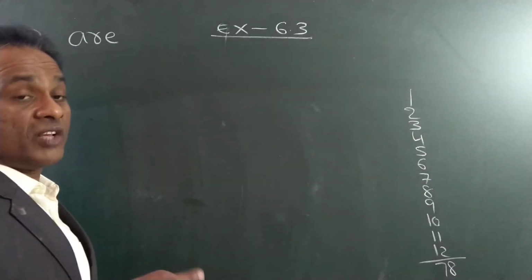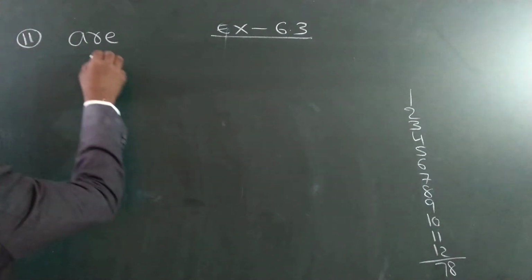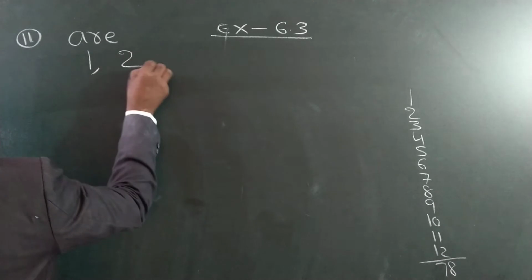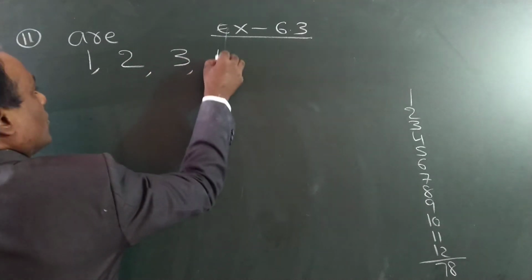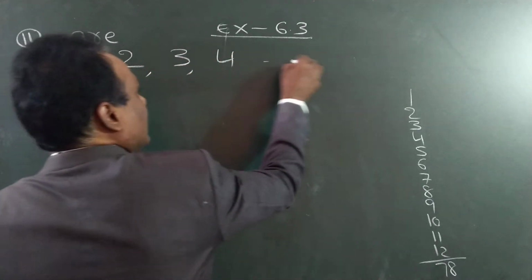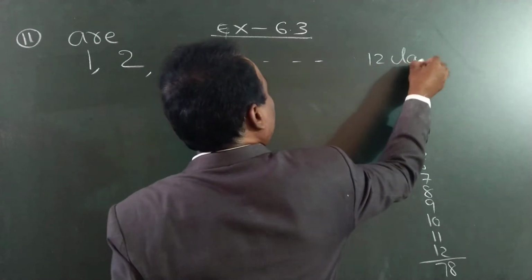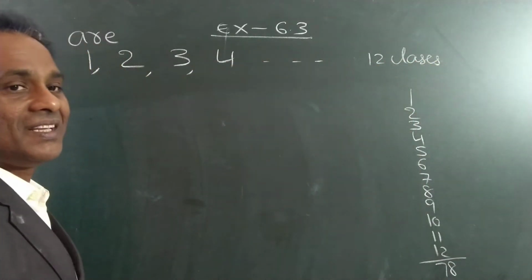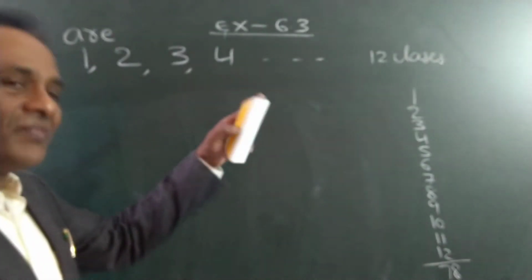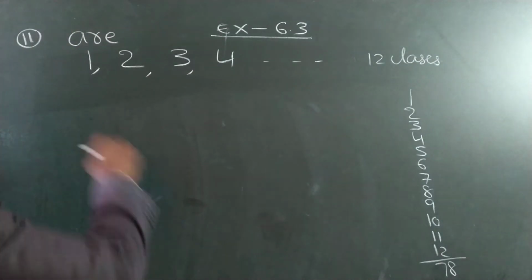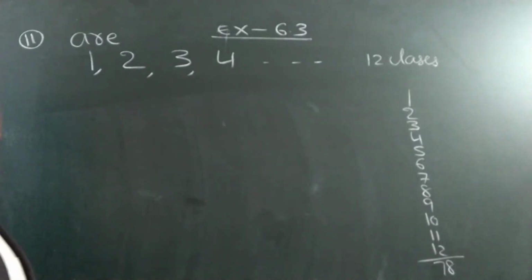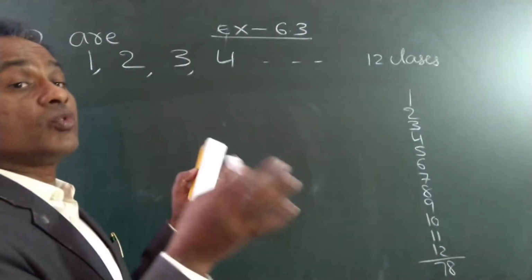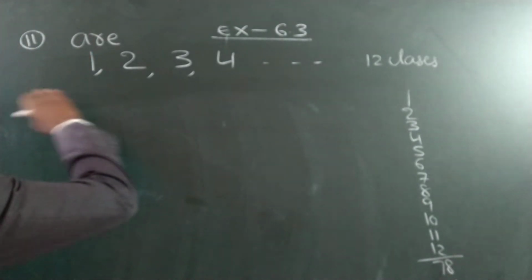So one section only. First class students will plant how many trees? 1 tree. Second class students 2 trees. Third class students 3 trees. Fourth class students 4 trees. Like that, there are 12 classes. What we have to find? We have to find the sum, the total number of trees. How many trees all the students, first class to 12th class students, will plant. So sum we have to find.